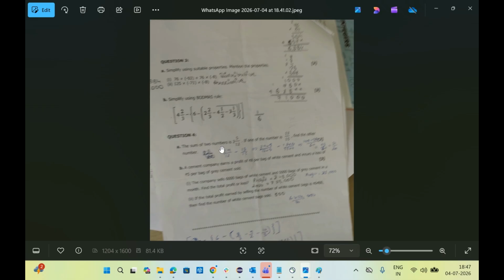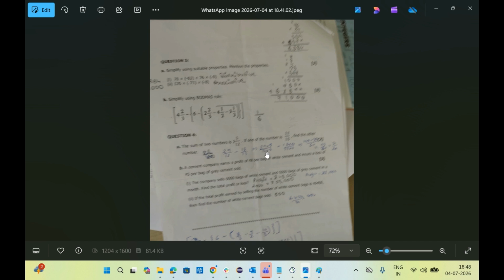Okay, next one. The sum of two numbers is 2 5 by 12. First you have to convert this to a proper fraction. So 2 into 12, 24, plus 5. It will be like 29 by 12. If one number is 13 by 15, what will be the other number? The other number will be the sum minus one number.